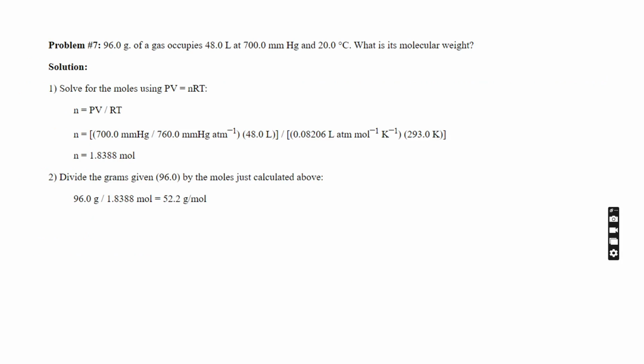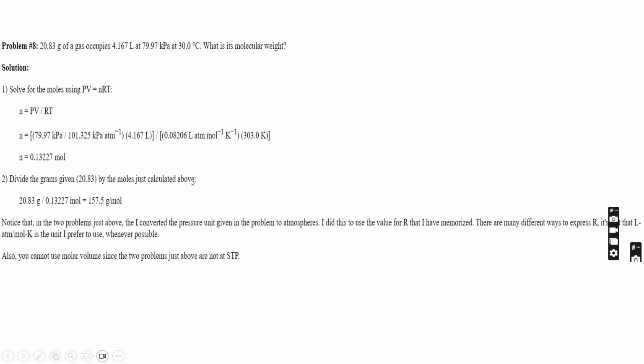Now see this problem: 96 gram of gas occupied 48 liter at 700 millimeter mercury and at 20 degree Celsius. What is the molecular weight? So the formula is PV is equal to nRT. From there we have to calculate the number of moles, then divide the mass by the number of moles, then you will get the molecular weight of that. Okay. This is one of the easy problems.